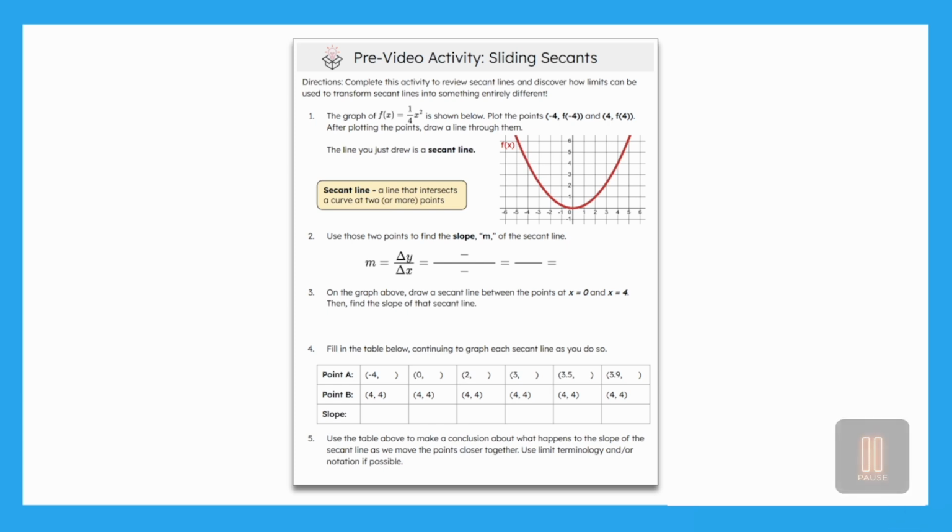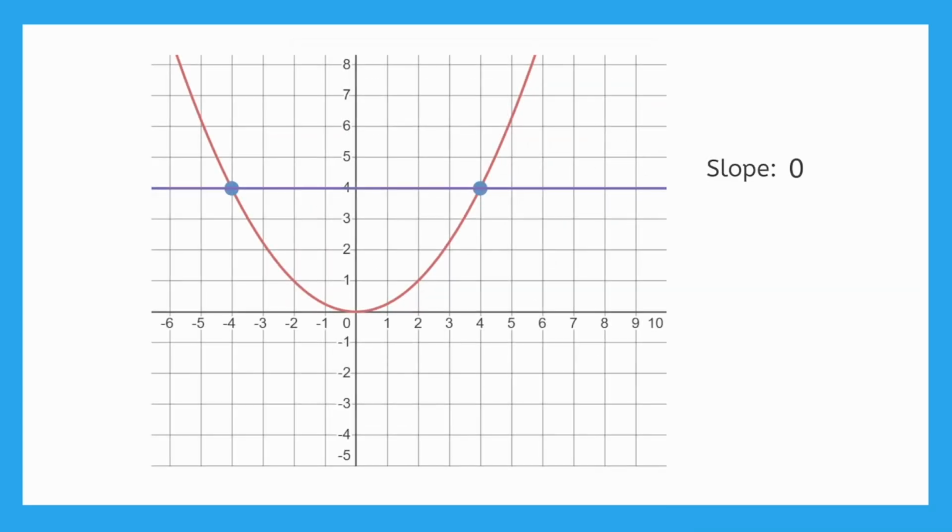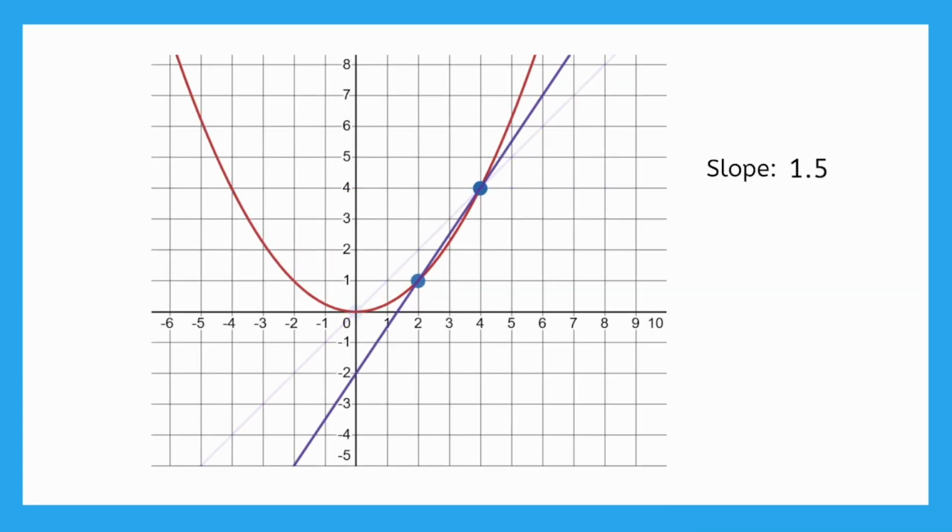Let's see what you discovered. As you continued drawing your secant lines, you may have noticed that as the left point approached the right point, the slope between the 2 points seems to approach a particular value, 2. In fact, if we try an x value that's almost on top of x equals 4, like 3.99, the slope becomes 1.998, very close to 2.